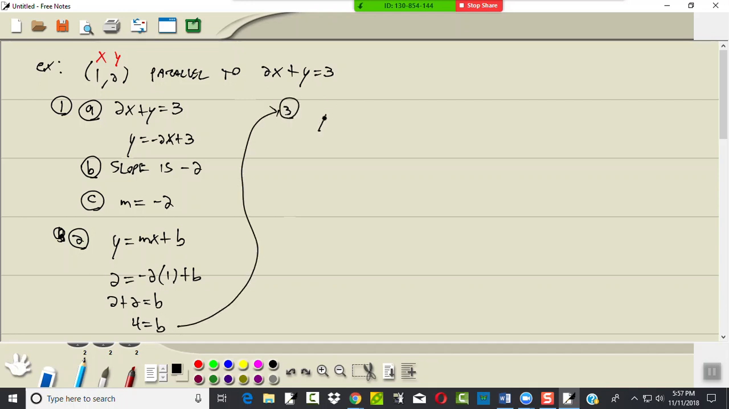And then step 3, write our answer down. So we plug in what we said m was. m was negative 2. And plug in our b, which we said was 4. So our answer will be y is equal to negative 2x plus 4.